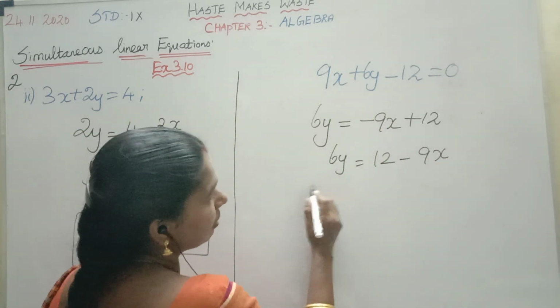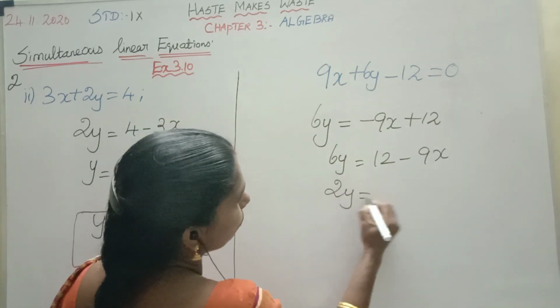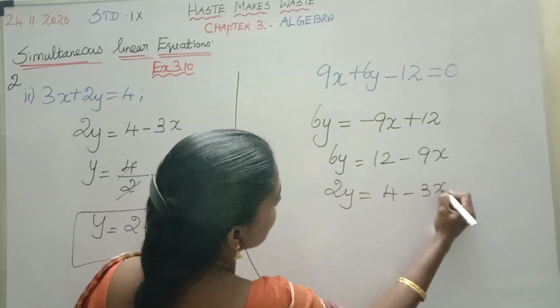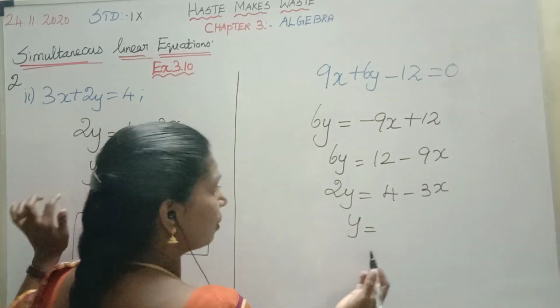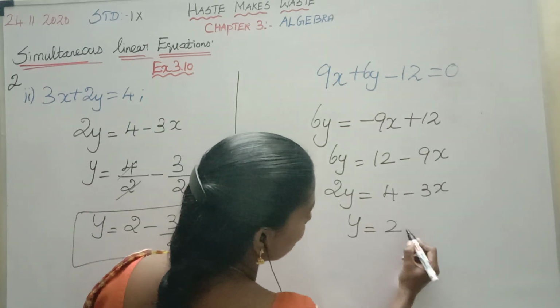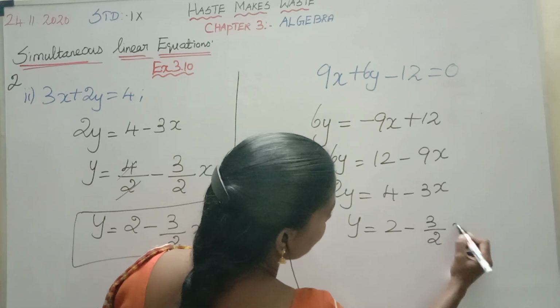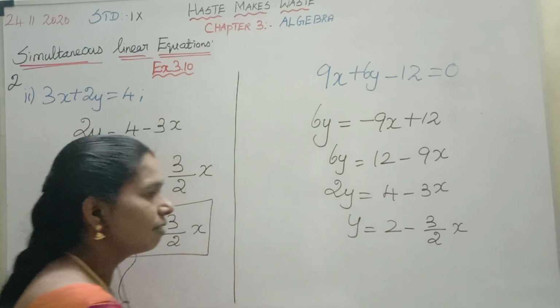What will you be having? That is 2y equal to 4 minus 3x. Y equal to, divide by 2 table. You will be getting the same one now. So by 2 means 2 here, 3 by 2 of x. So this is equal to the same.